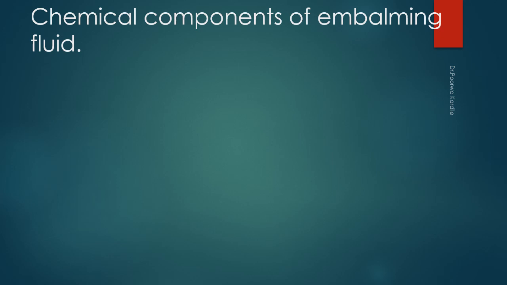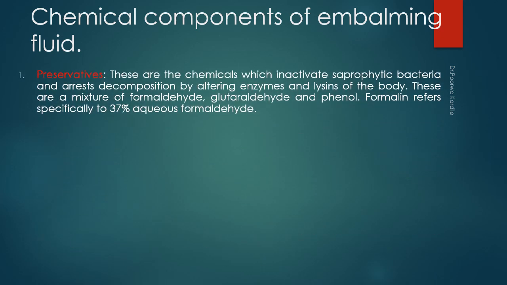For preservation of a dead human body, we inject embalming fluid in this, and the embalming fluid is formed by various chemicals. So it is a combination of various chemicals. We will see the chemical components of the embalming fluid one by one. So first we use preservatives. These are the chemicals which inactivate bacteria and they stop decomposition of the body.